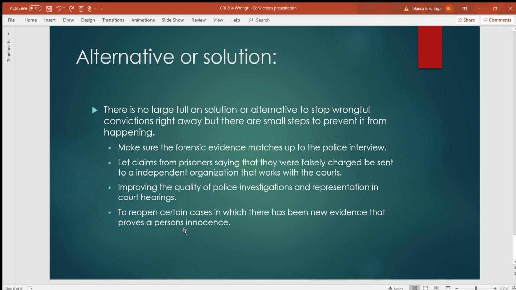Now, when it comes to alternatives or a solution, there isn't really that much of a full, large solution that could stop wrongful convictions right away, but there are ways to prevent it from happening. Number one is making sure that the evidence that they find at the crime scene matches up to the police interview. Because even though DNA testing is now a thing that happens every day in crime scenes, back then that wasn't that much of a solution.